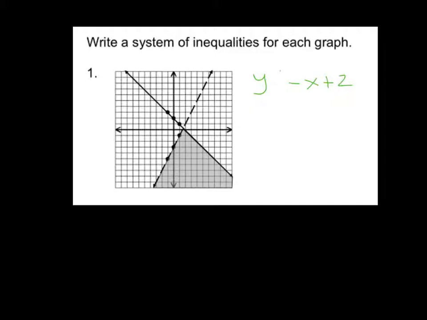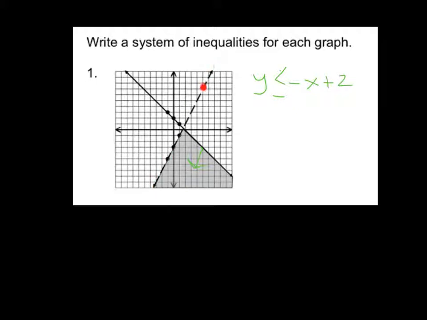Now I'm going to focus on my inequality symbol. I notice that this is a solid line, which means that this has to be equal to. And if you notice, this is shaded, so I'm going to put my finger on my line, and I notice that it's shaded under the line. So that means that this was less than or equal to. So that equation is y is less than or equal to negative x plus 2. That's the equation for this line.